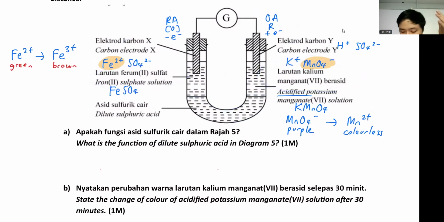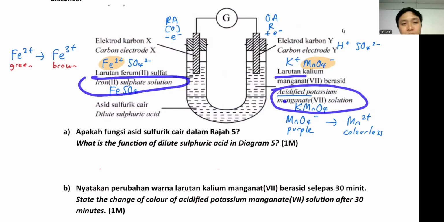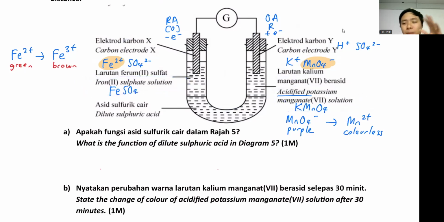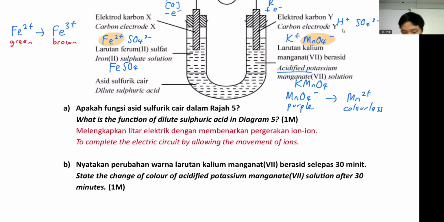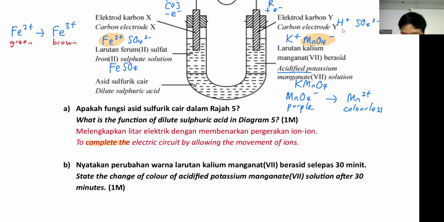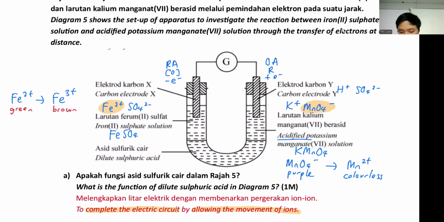If in English, so: to separate acidified potassium manganate(VII) solution and iron(II) sulfate solution. Or, the most common one is to complete the circuit by allowing the movement of ions. You might not answer what it means, okay? So, okay, you know that.